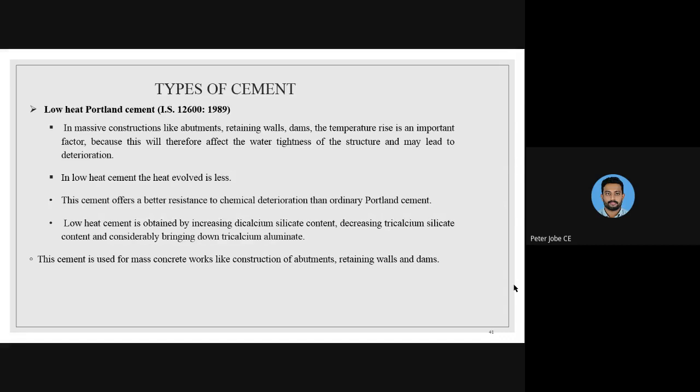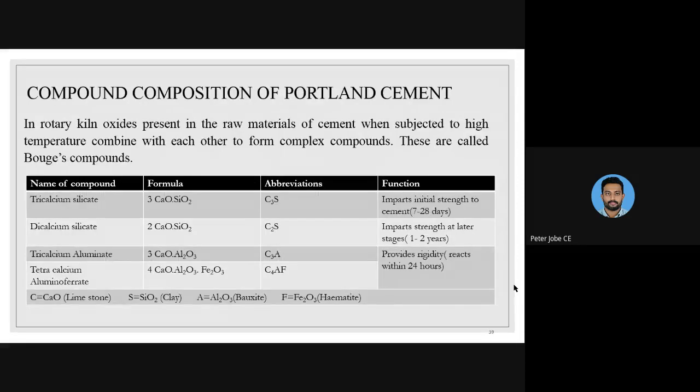So in that case, it is necessary to control the amount of heat produced in large, massive constructions like dams. So you'll use low heat Portland cement. In low heat cement, the heat involved is less. The cement also offers better resistance to chemical deterioration than ordinary Portland cement. Low heat cement is obtained by increasing the dicalcium silicate content, the C2S, and decreasing the tricalcium silicate content, that is, we will decrease C3S, and we will considerably bring down tricalcium aluminate, C3A.